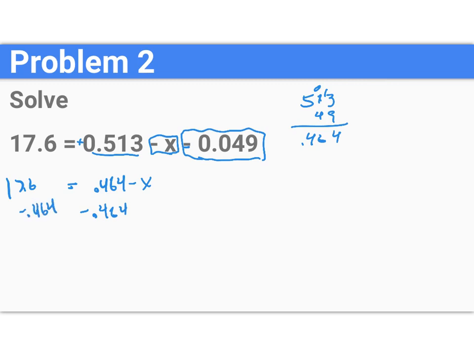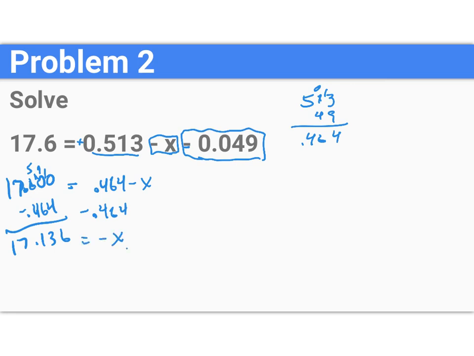0.464. Now, this is the thing about decimals. When you're on the right side of a decimal, you can always add zeros. And so that makes it easier. So 600 minus 464 is 6, because I borrowed. 9 minus 6 is 3. 1, 17.136 equals negative x.